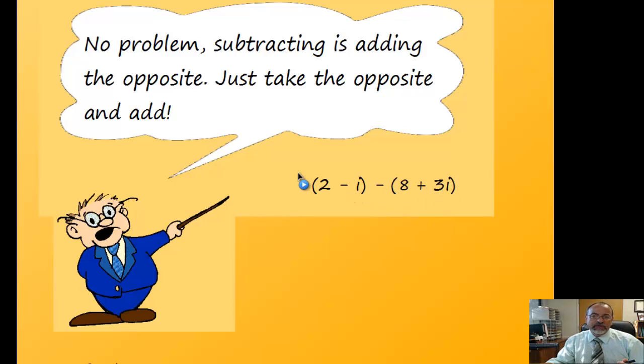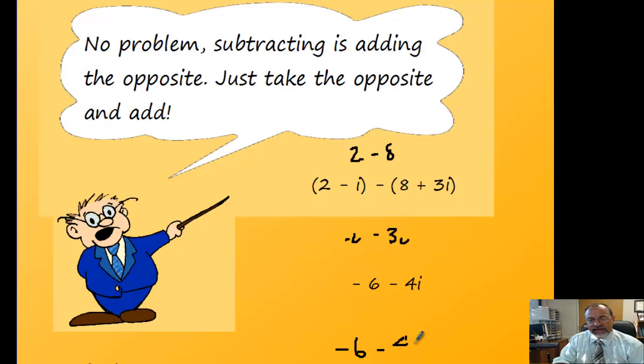And what I like to do when I'm doing these is to simply take the real part and walk my way across the problem like this. So I go 2 minus 8. So I keep the negative sign, so that's 2 minus the other real part, 8, so that's negative 6. And then I do the imaginary part. So here I have negative i minus 3i. Okay, so then that gives me negative 4i, so I have my answer of negative 6 minus 4i.